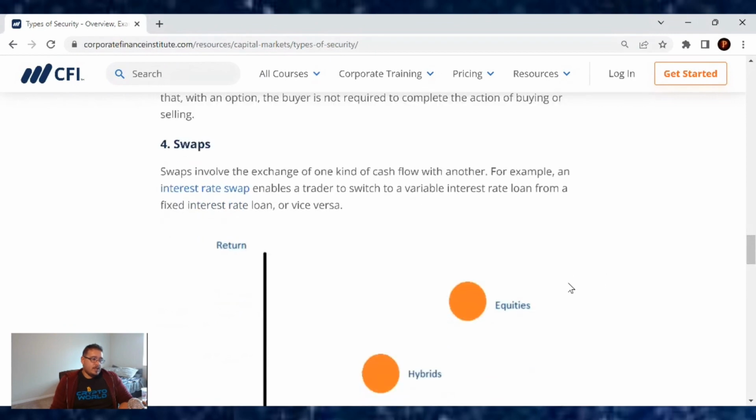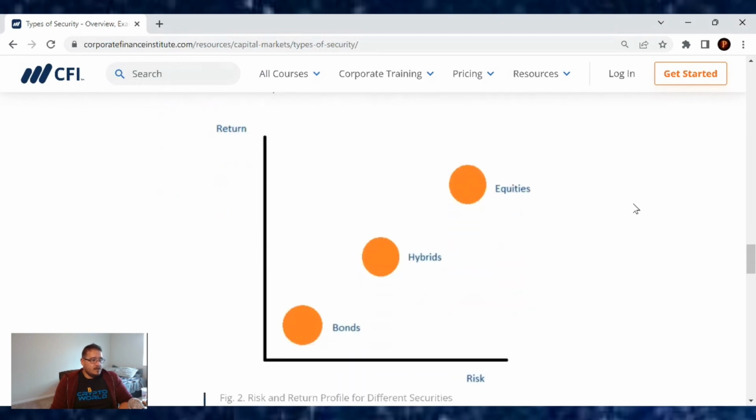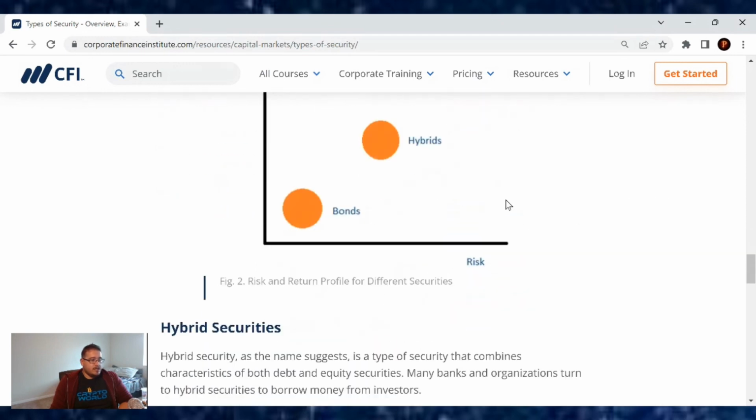And then there's swaps. Swaps involve the exchange of one kind of cash flow with another. For example, an interest rate swap enables traders to switch to a variable interest rate loan from a fixed interest rate loan, or vice versa. So you got the bonds, hybrids, and equities.